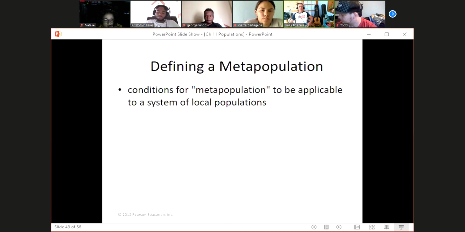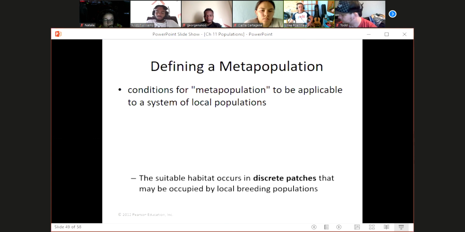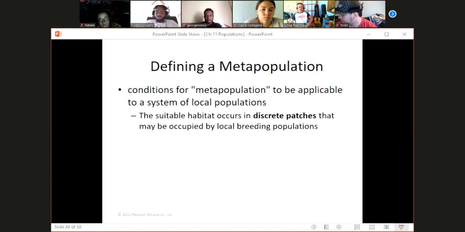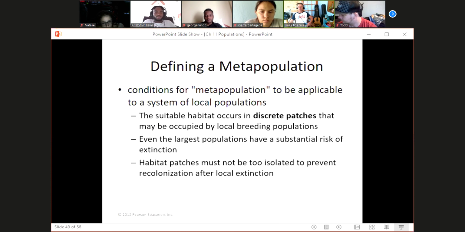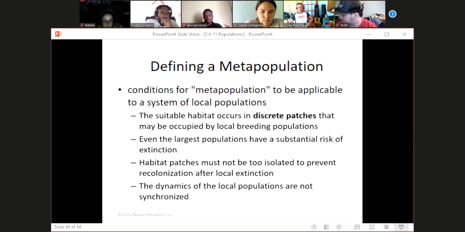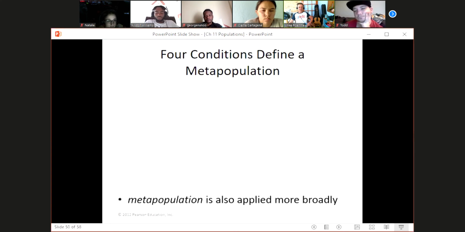The conditions for a metapopulation to work are that there's suitable habitat that occurs in discrete patches. The largest populations still have some risk of extinction, so there is a reason to leave. The habitat patches can't be too far away. There has to be the possibility of dispersal, and the local population dynamics are not exactly synchronized.